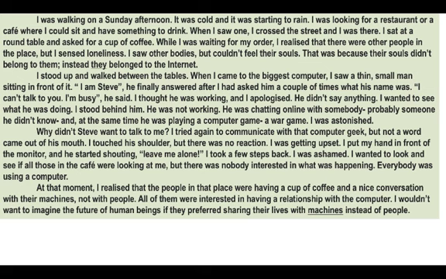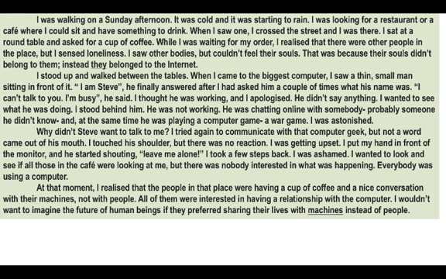Great, that's amazing. Let's see how this is happening. He is going to describe how this is happening. I stood up and walked between the tables. When I came to the biggest computer, I saw a thin, small man sitting in front of it.